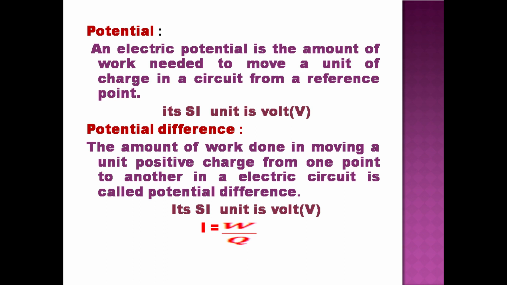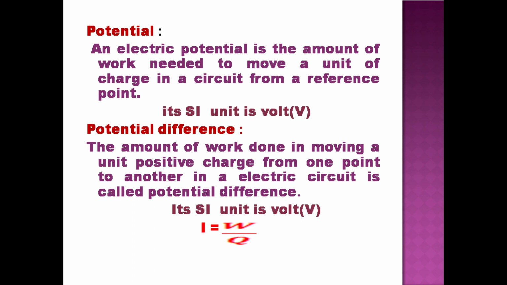Let us study about the potential and potential difference. An electric potential is the amount of work needed to move a unit of charge in a circuit from a reference point. SI unit of potential is volt. Potential difference: the amount of work done in moving a unit positive charge from one point to another in an electric circuit is called potential difference. SI unit of potential difference is also volt.